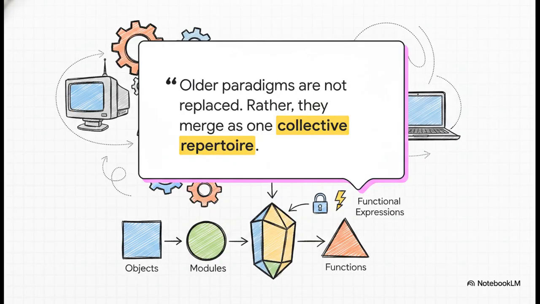As the text beautifully points out, older paradigms are not replaced, they merge as one collective repertoire. Thinking in objects is simply a natural progression of thinking in modules, and now adding functional expressions and static types into the mix, that's the next evolutionary step. We aren't abandoning the past, we are seamlessly integrating it into a unified, much more powerful approach to problem solving.